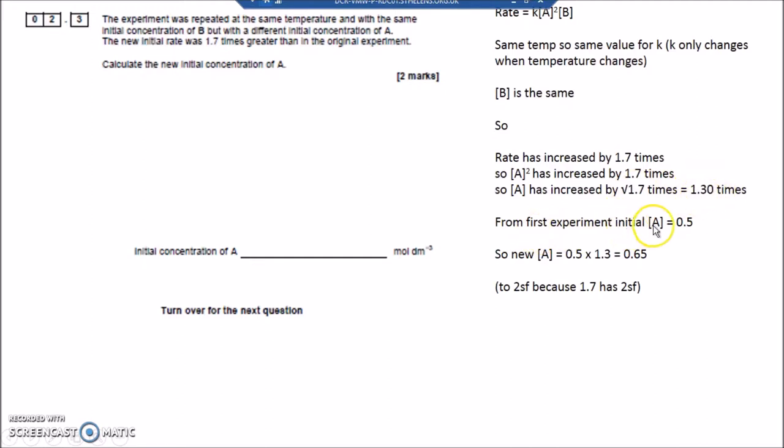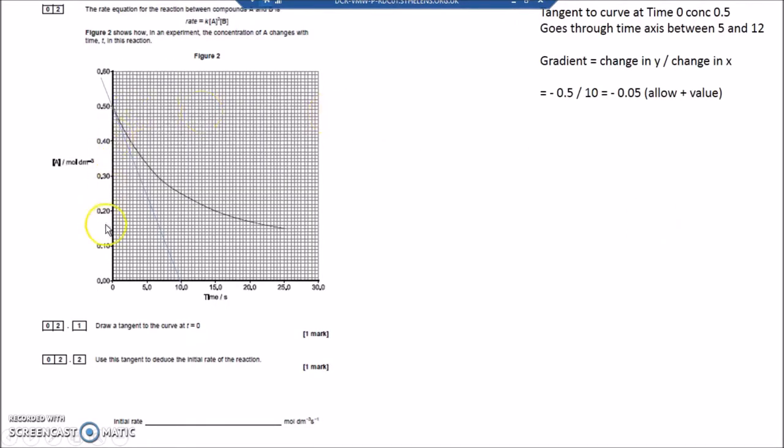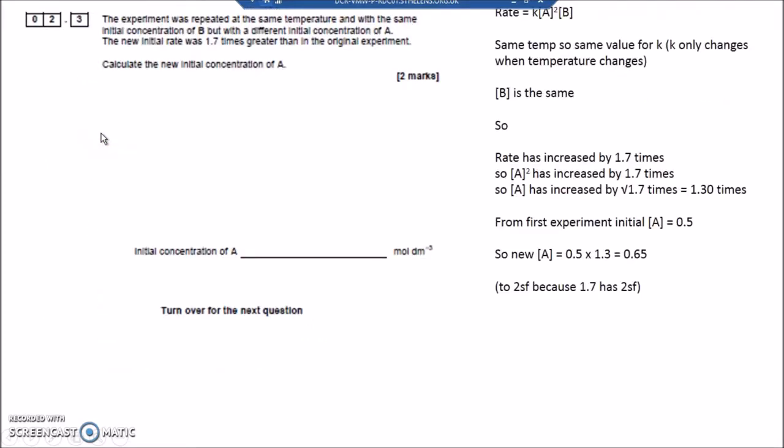Now, in the first experiment, the concentration of A was 0.5 at that rate. A's concentration was 0.5 there when the line touched the curve at time 0. So A initially in the first experiment is 0.5. Now it's gone up by 1.3 times, so I'll multiply 0.5 by 1.3, which gives 0.65, and it's to two significant figures because 1.7 is to two significant figures.